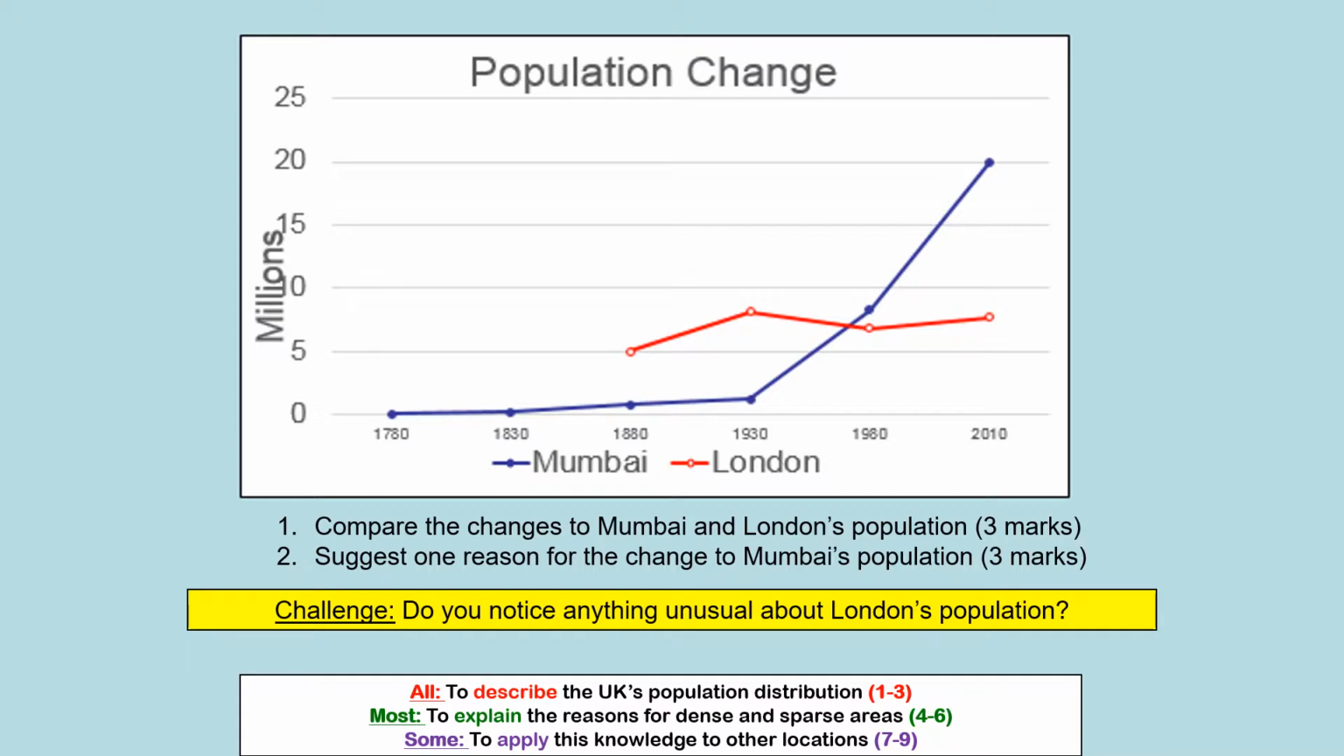It's good practice to understand different trends happening in graphs. Now, secondly, this is another practice question you could do. Suggest one reason for the change to Mumbai's population. Suggest is to give a reasoned explanation. So what could be a reason for the change to Mumbai's population? For 3 marks, you'd have to fully develop that explanation. So have a go at those 2 questions.